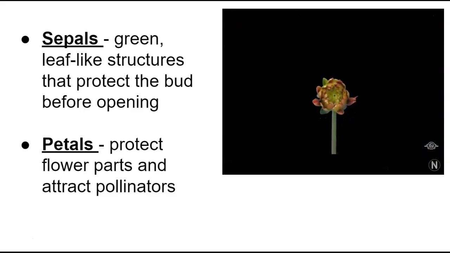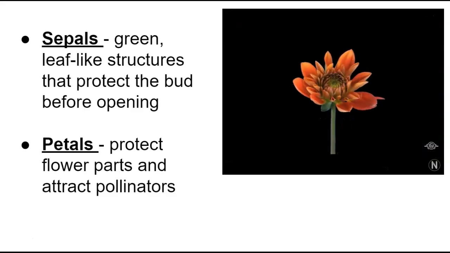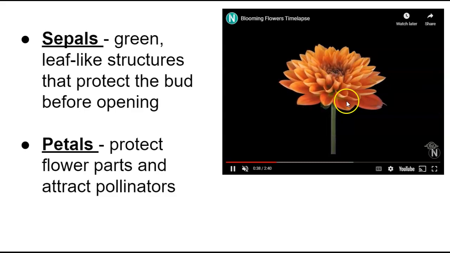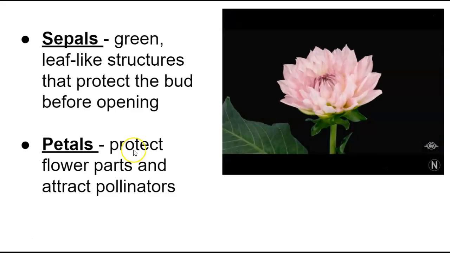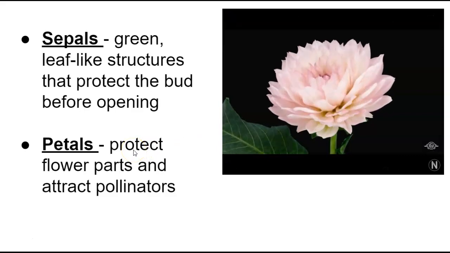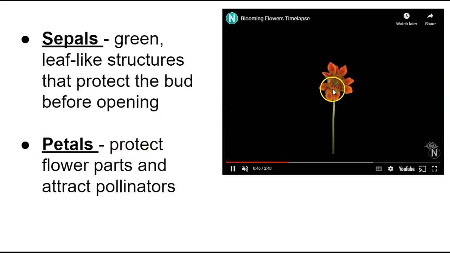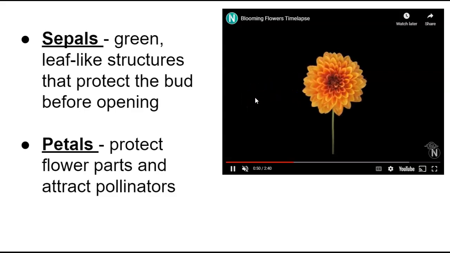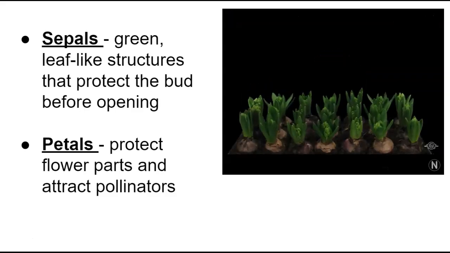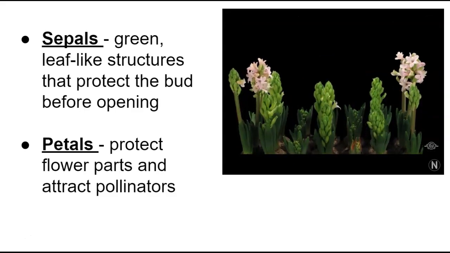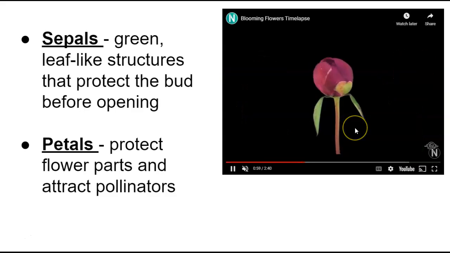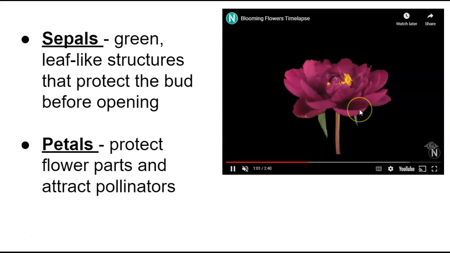And the whole goal here is just to protect the flower before it blooms, because the petals are pretty delicate. Green, right? Sepals. So the petals are actually there to protect the inside parts where the reproductive parts of the flower are. And then they're also pretty colors to attract pollinators. So you can see all the green, those are all sepals.